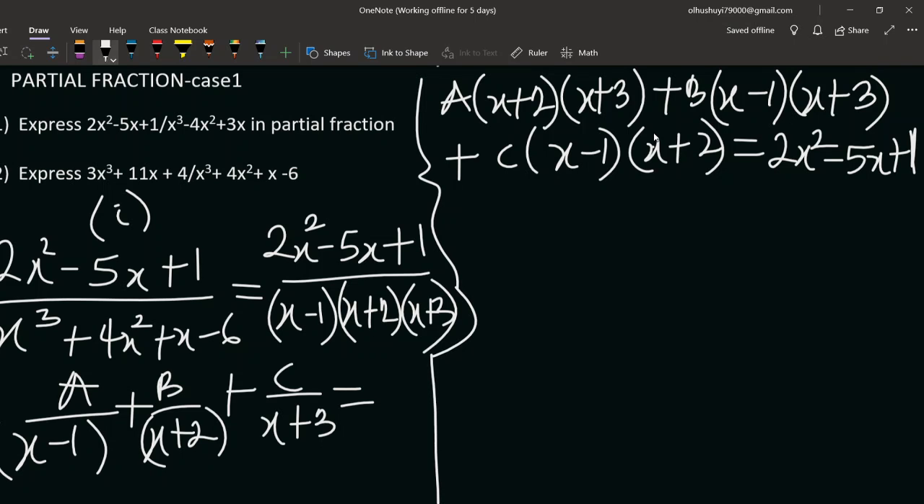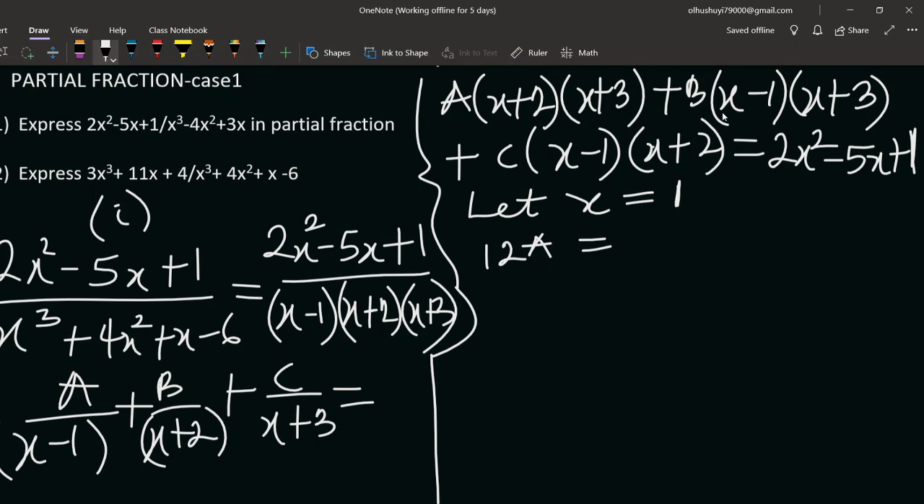Let me just use the cover up approach, such that if I say let x be equal to 1, I want to eliminate b and c. So when x is equal to 1, automatically this one will be 0, so everything here gone. This one will be 0, everything here gone. So I have 1 plus 2, 3. That will be a times 3, and 1 plus 3 is 4, 4 times 3. So this one will be 12a.